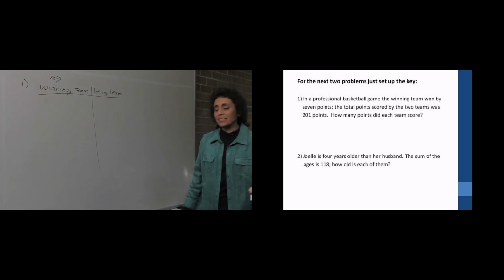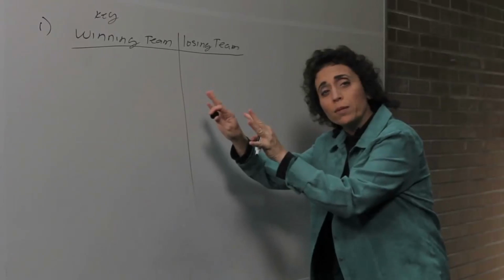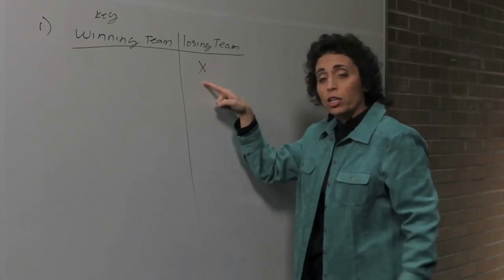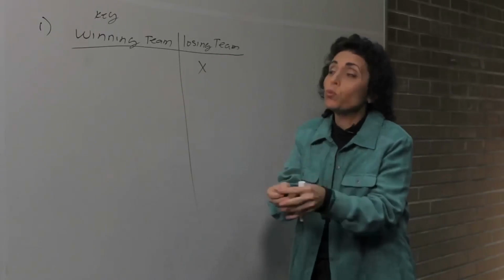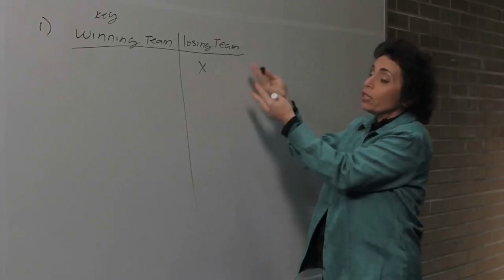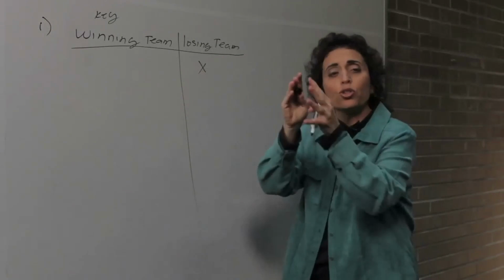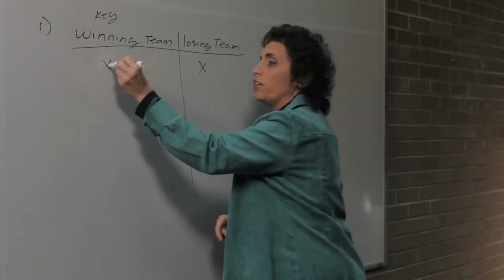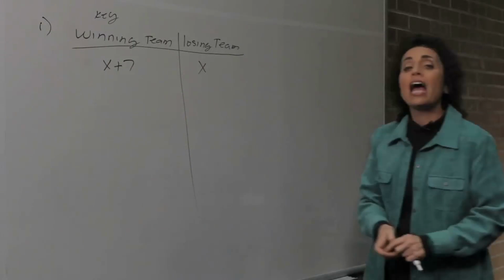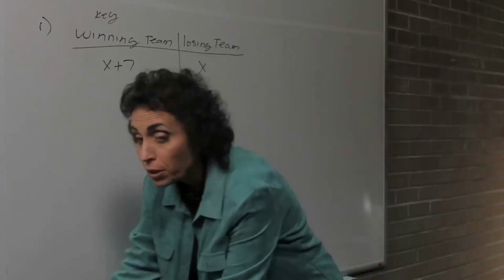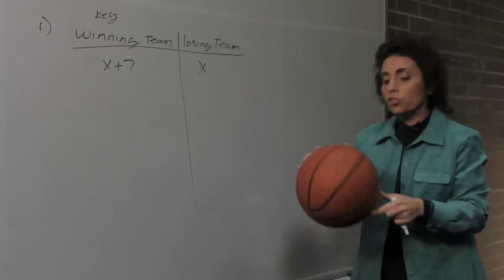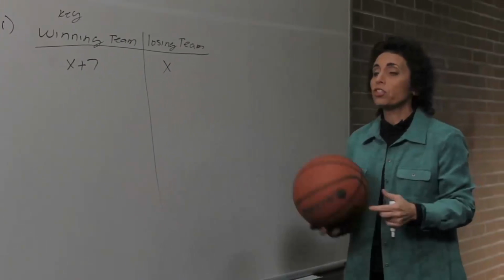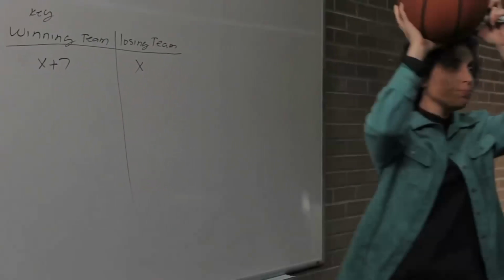Okay, the winning team won by 7 points. So we know something directly about the winning team. We know they won by 7 points. So we don't really know anything directly about the losing team. Though of course we can assume they lost by 7 points, we don't want to go there. Just go directly from the words. We know that they won by 7 points. So they have 7 more points than the losing team. That should be your key for that problem. So as we take a look at this, what I'd like to do now, right after this, is just to set up the problem a little bit, okay?